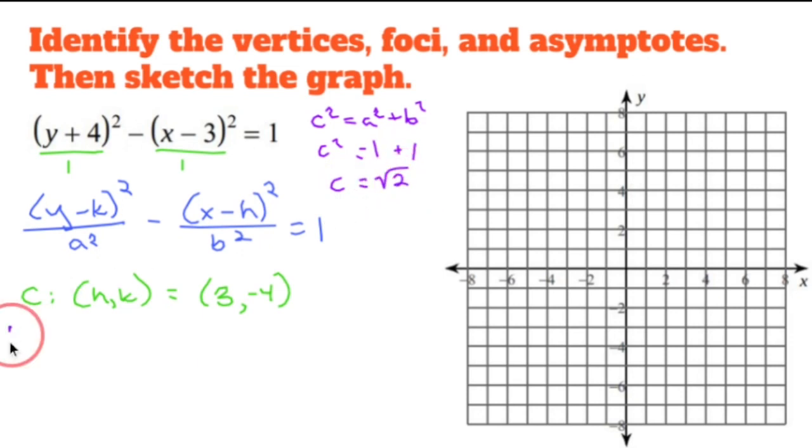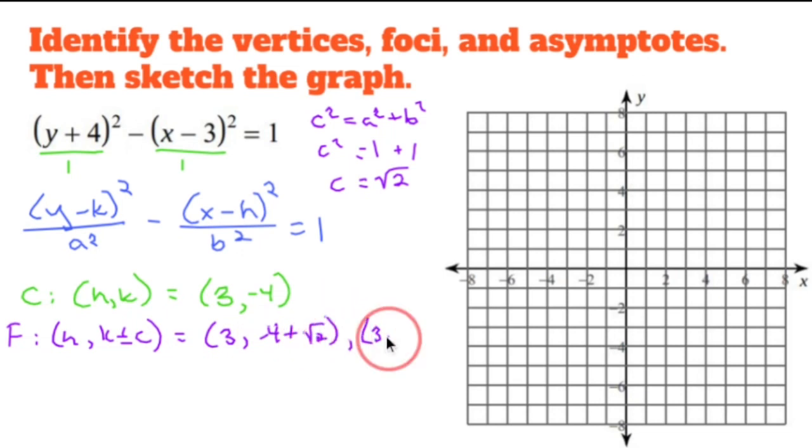So the foci is found by doing h, which I already know, k plus or minus c, which is what I just found. The h is 3. The k is negative 4 plus or minus root 2, so I'll do (3, negative 4 plus root 2), and (3, negative 4 minus root 2). Okay, that's my foci.